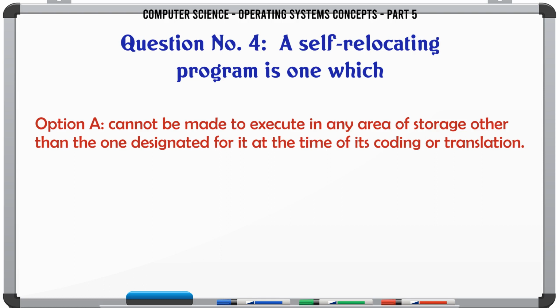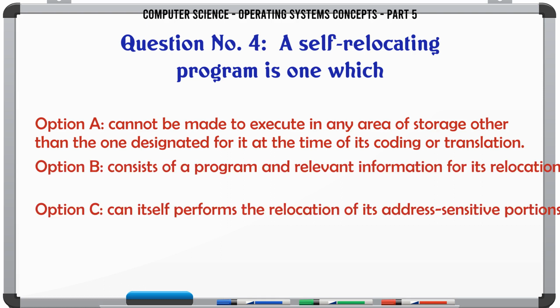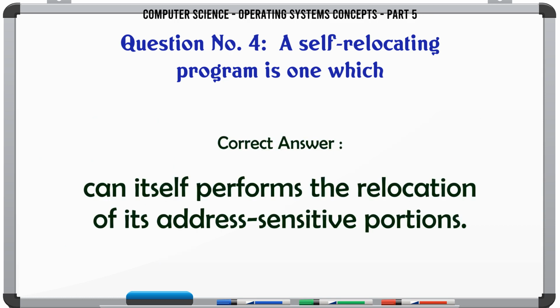A self-relocating program is one which: A. Cannot be made to execute in any area of storage other than the one designated for it at the time of its coding or translation. B. Consists of a program and relevant information for its relocation. C. Can itself perform the relocation of its address-sensitive portions. D. All of the above. The correct answer is can itself perform the relocation of its address-sensitive portions.